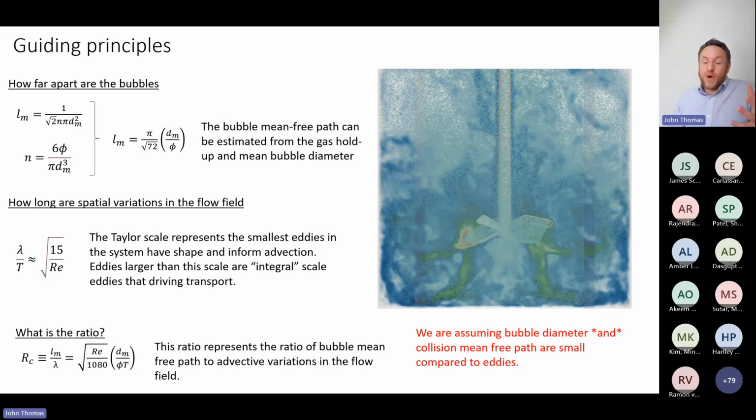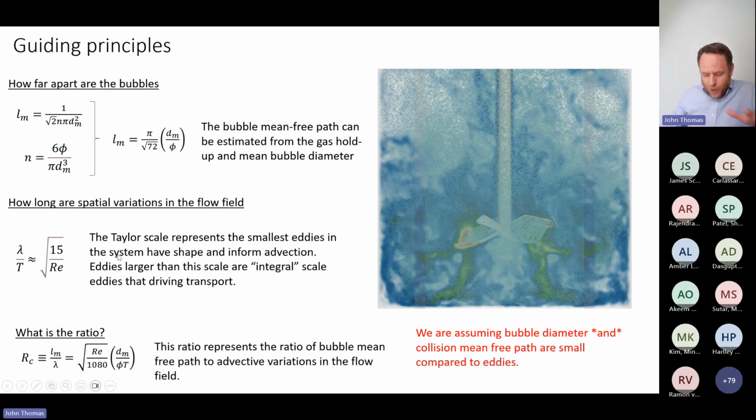So if I've got a 10% holdup, it means that a bubble is going to travel 10 bubble diameters before it sees another bubble, right? That's what this is telling us. So for a fixed bubble size, if I increase my holdup, that means bubbles collide more frequently. There's a shorter mean free path. They hit each other more frequently. They're more diffuse, as it were. So this L_m, this mean free path, tells me how far bubbles travel before they hit each other.